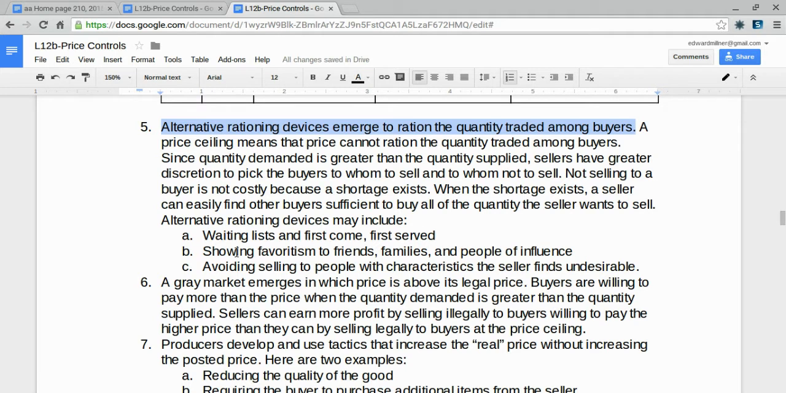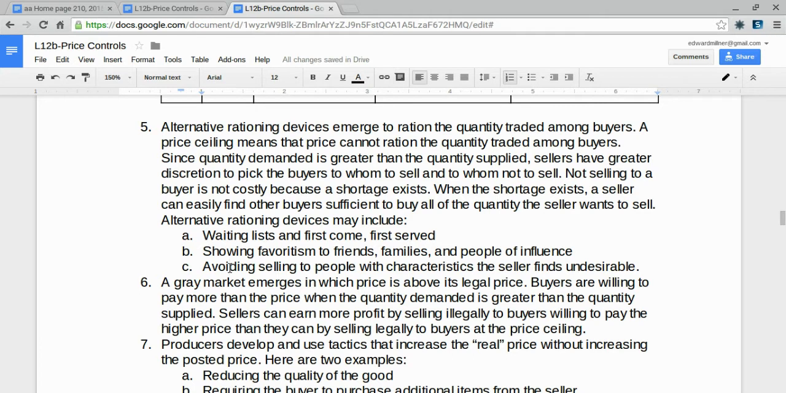Actually, it's three alternatives. Waiting list is one. Showing favoritism to friends, families, and people of influence is a second alternative rationing device. And finally, avoiding selling to people with characteristics the seller finds undesirable is a third way to ration without using price.